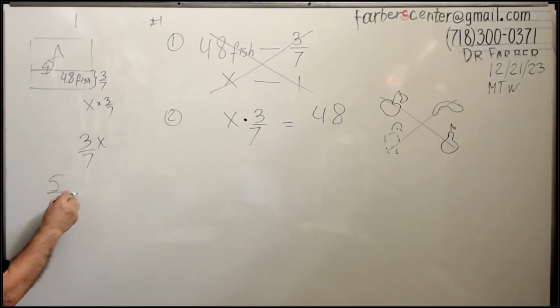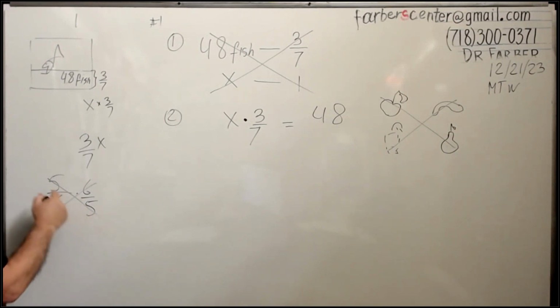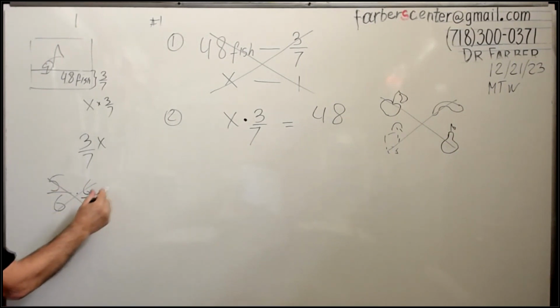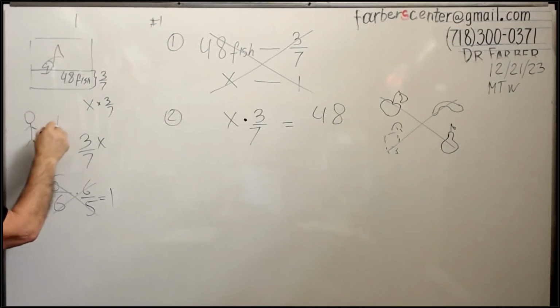5/6 times 6/5. Always 1, because 6 and 6 cancel out, 5 and 5 cancel out. Always 1. So the product of two reciprocals, this one keep, nice example. Multiply by upside down, based on this idea. The product would be 1.